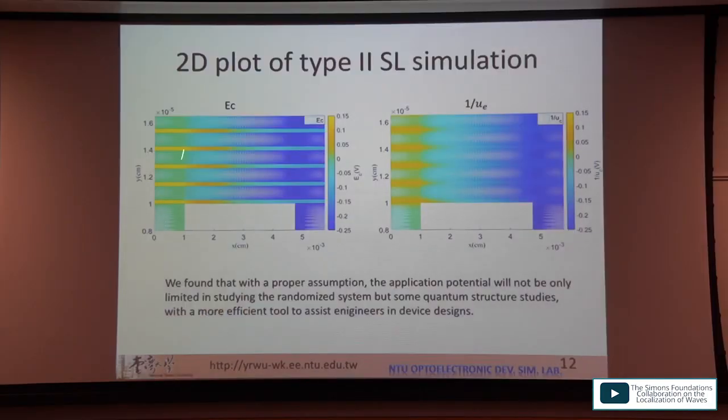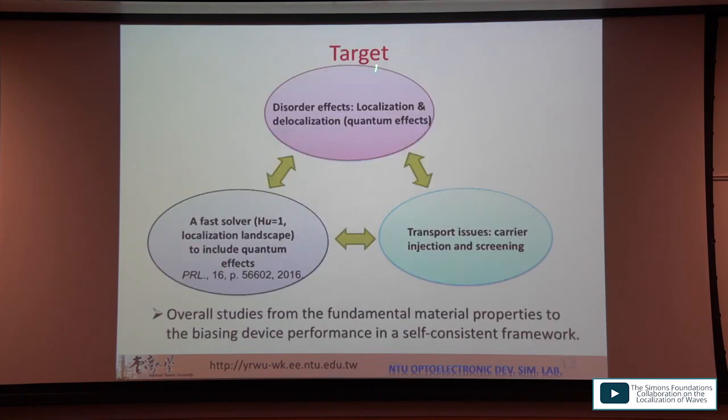So this is a type 2 superlattice. The actual simulation domain is carriers flowing through this superlattice. You can see this is the effective quantum potential, and this is the original EC. If we turn off the landscape model, we cannot get any current, because this is like a real barrier, so there's no tunneling. All right, so the target is to couple these three together and solve it.